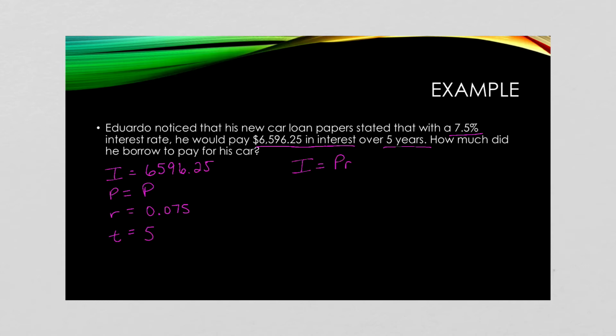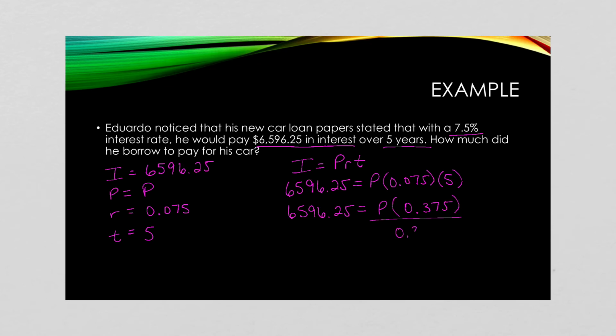So I am still using the same formula, I equals P times R times T. And I'm just putting in what I know. 6,596.25 is equal to P times R times T. On my calculator, 0.075 times 5, and I get 0.375. Now I'm going to divide both sides by 0.375. And I get $17,590 is how much he borrowed. So his principal amount is $17,590.